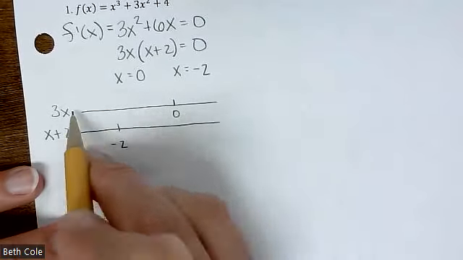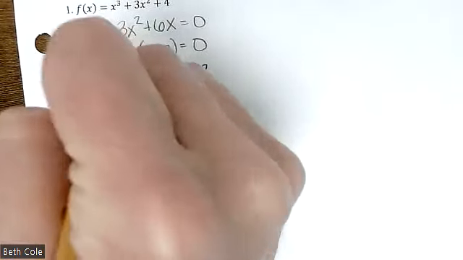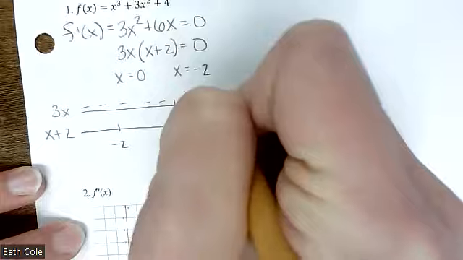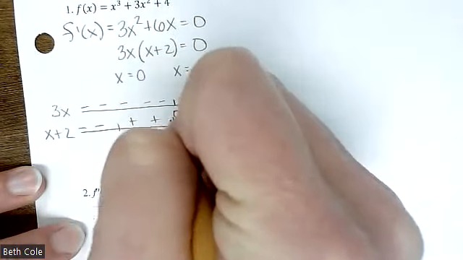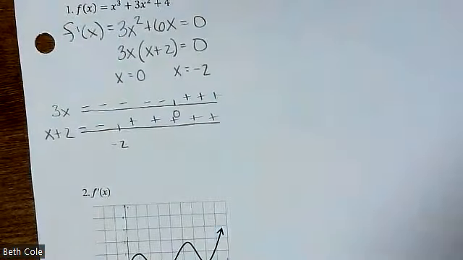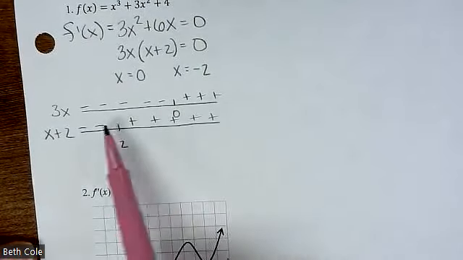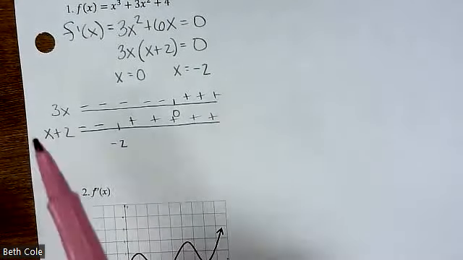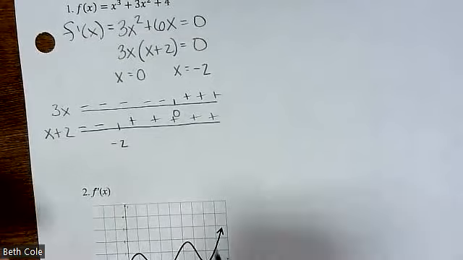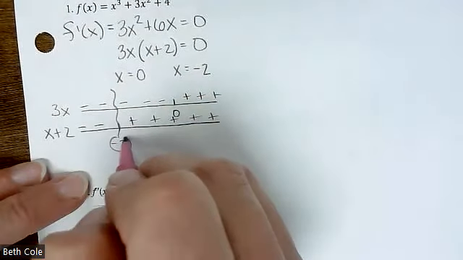It'll be negative to positive, and it is going to alternate, right? So negative to positive for both of these. If that bothered you, you can always pick a test number. Get a number smaller than 0, plug it in. Get a number bigger than 0, plug it in. Same thing for -2. And then you're going to slice up your number line.